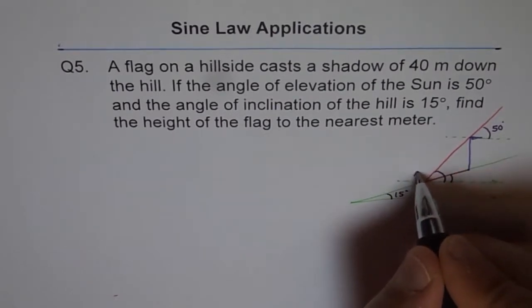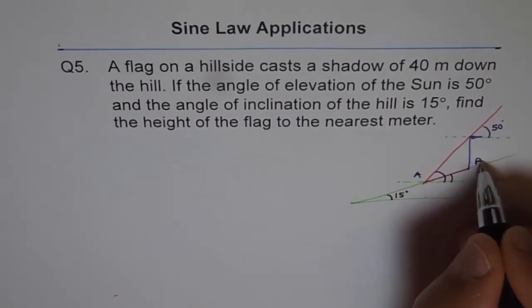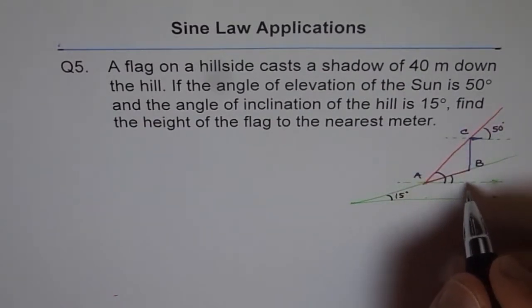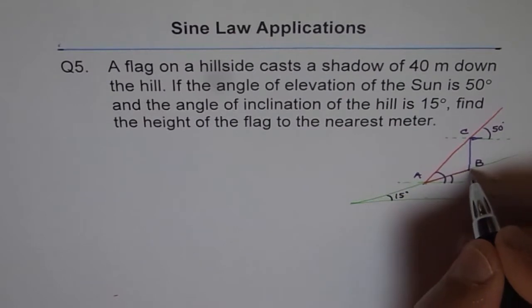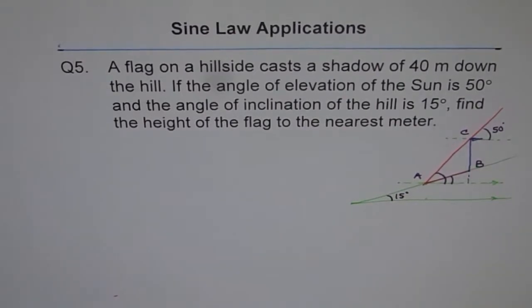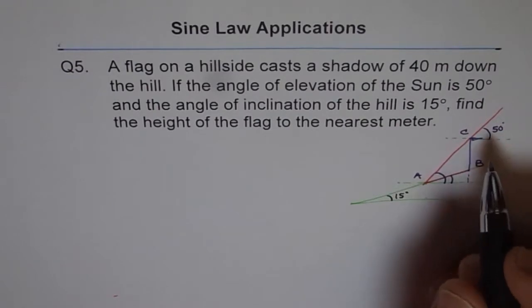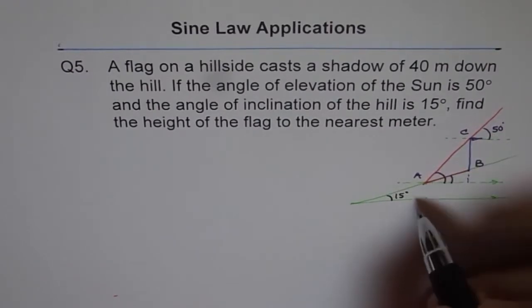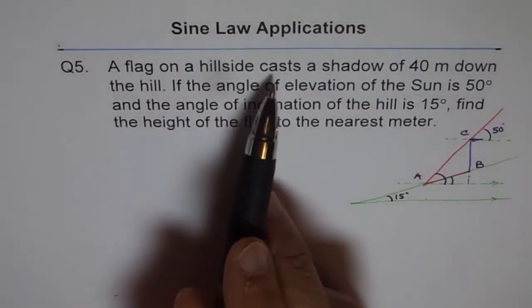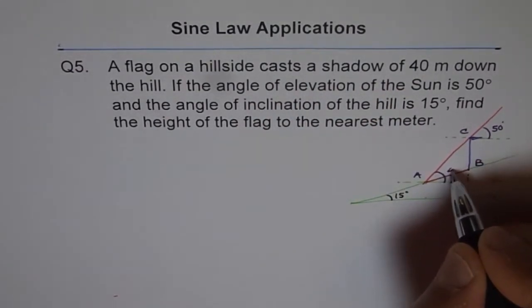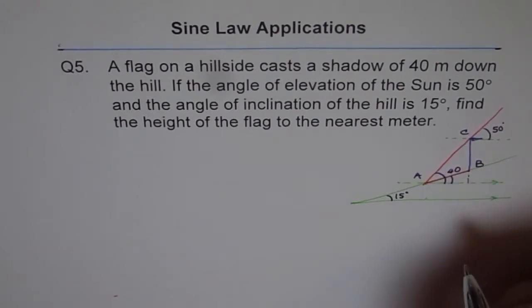Let's say our triangle is A, and this point is B, and this point is C. That is our triangle. To work this triangle out, what we can sometimes do is drop a perpendicular here and consider that right angle if required. It may not be required at times. But the most critical thing here is to find that angle. The flag on the hillside casts a shadow of 40 meters. We know A to B is 40 meters.